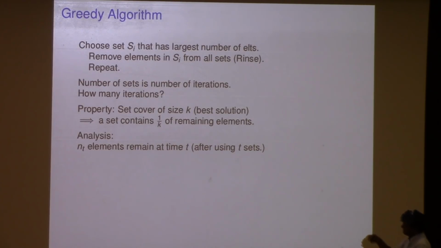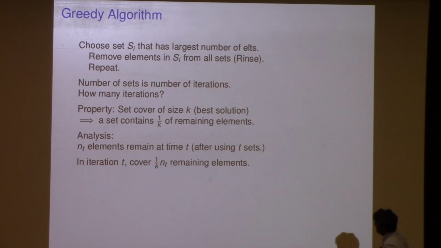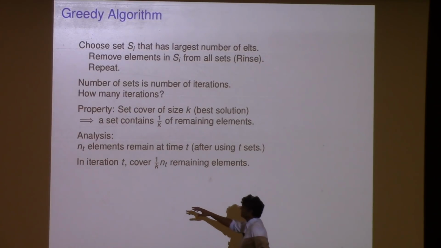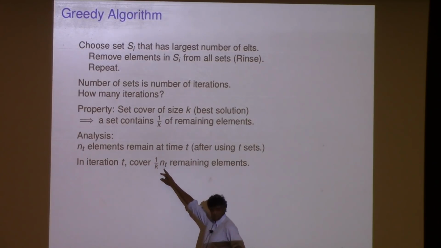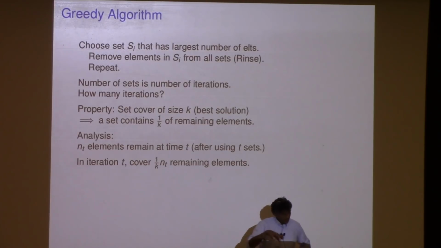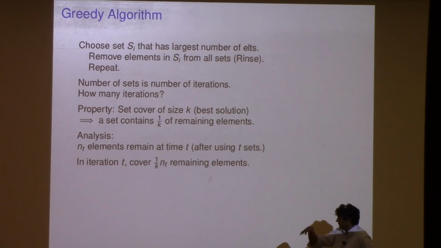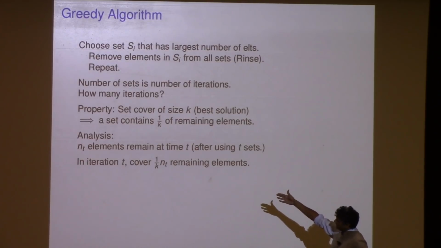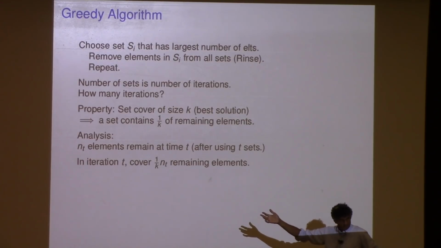So let's put symbols to all the moving parts here. nt is the number of elements that remain at time t, after using t sets. So in iteration t, we cover at least 1 over k of the remaining elements. So nt over k of the remaining elements are in a set whose size is at least that big, so we're choosing the biggest one, so we choose a set that will cover that fraction.